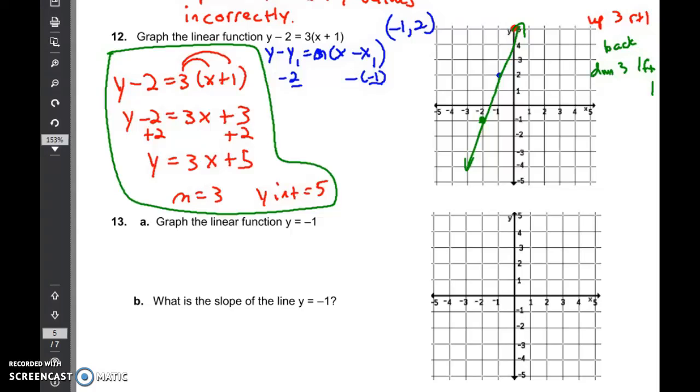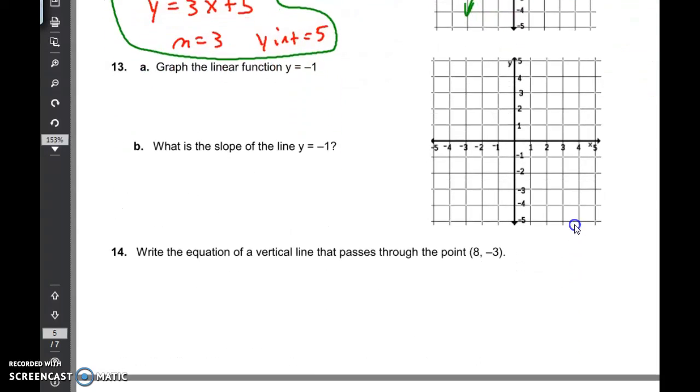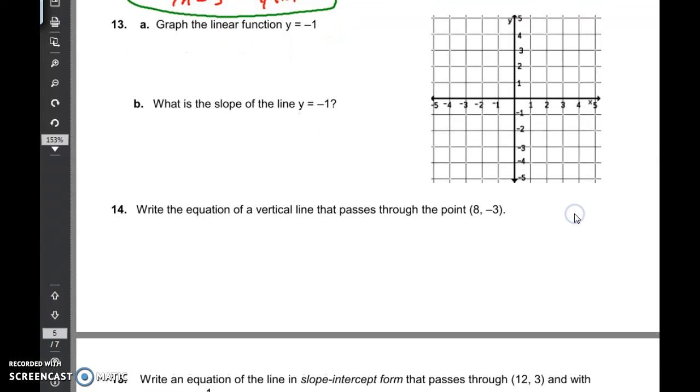I'm about to scroll. If you need to pause. All right, 13. This should be easy money.